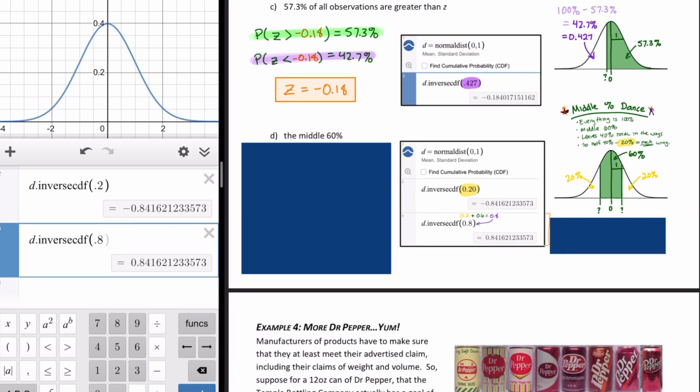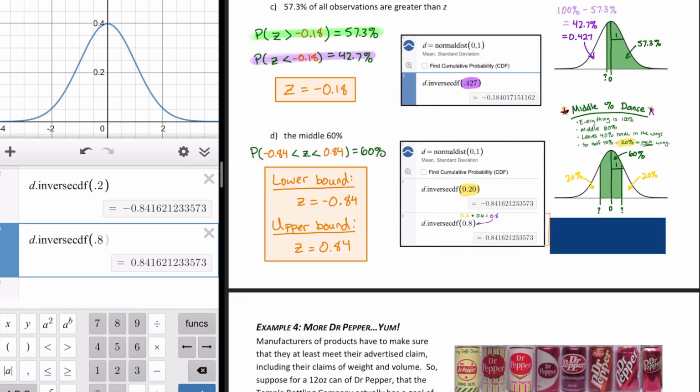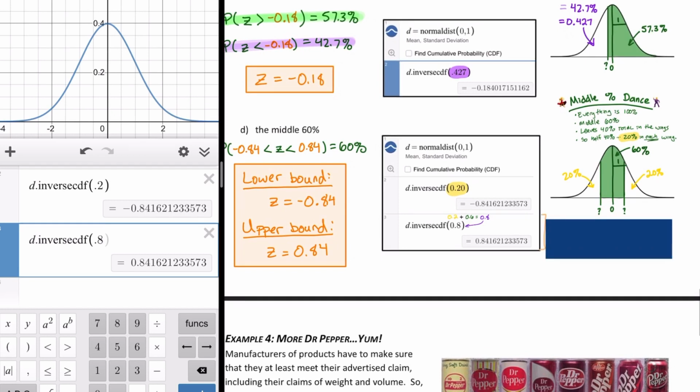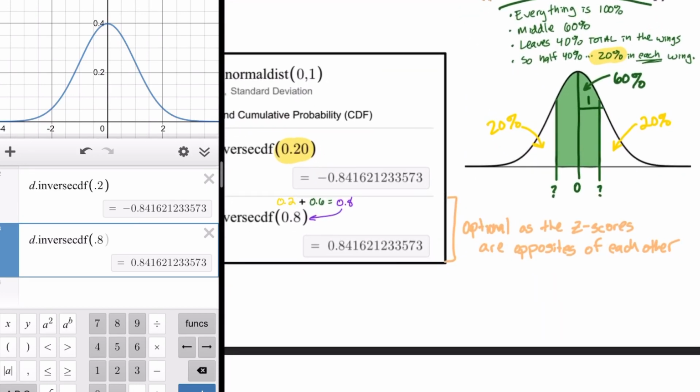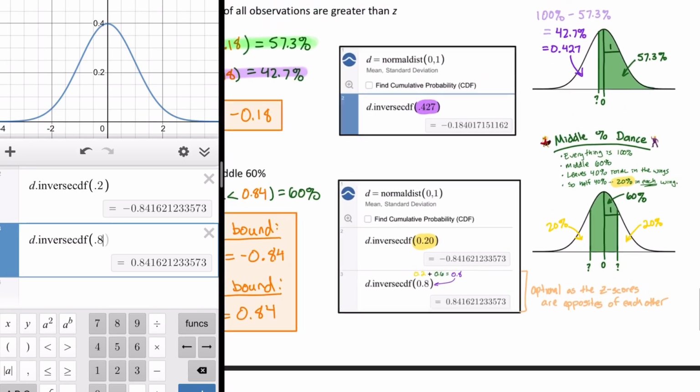So just to be clear what my final answer is, I have a lower bound for a z-score, the lower boundary of the shaded area, and an upper boundary, or upper bound. My lower bound is that z is negative 0.84, and my upper bound is that z is positive 0.84. Like I said earlier, this is optional, as the z-scores are opposites of each other.